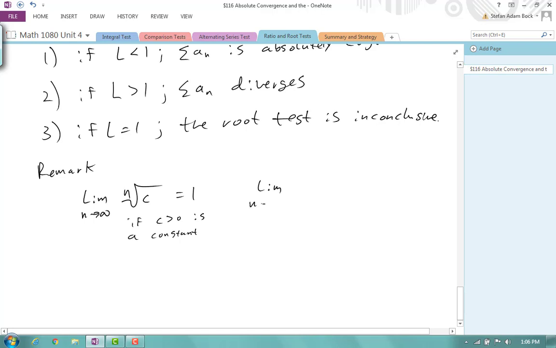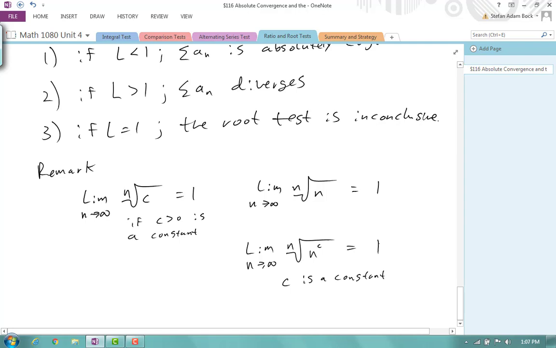The limit as n goes to infinity of the nth root of n is also equal to 1. It requires a little bit more steps to show. And the limit as n goes to infinity of the nth root of n to the c, where c is again a constant. Actually, I don't need c greater than 0, I just need c as a constant. This will also be equal to 1.